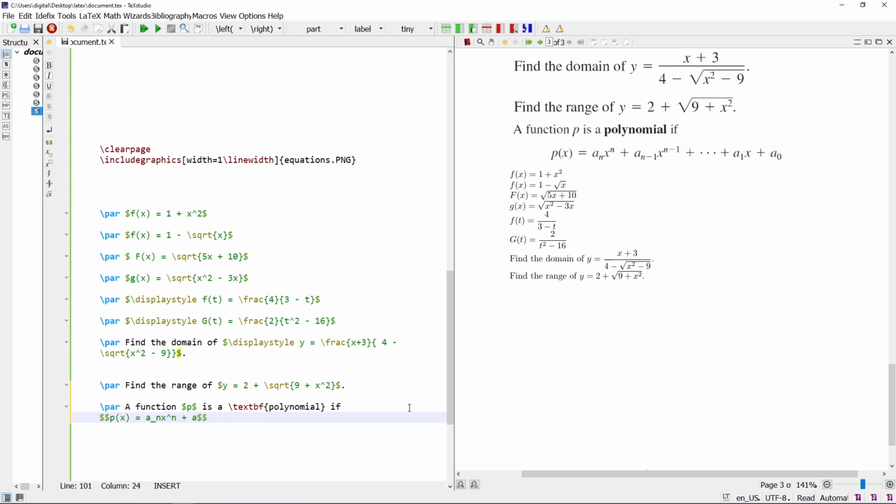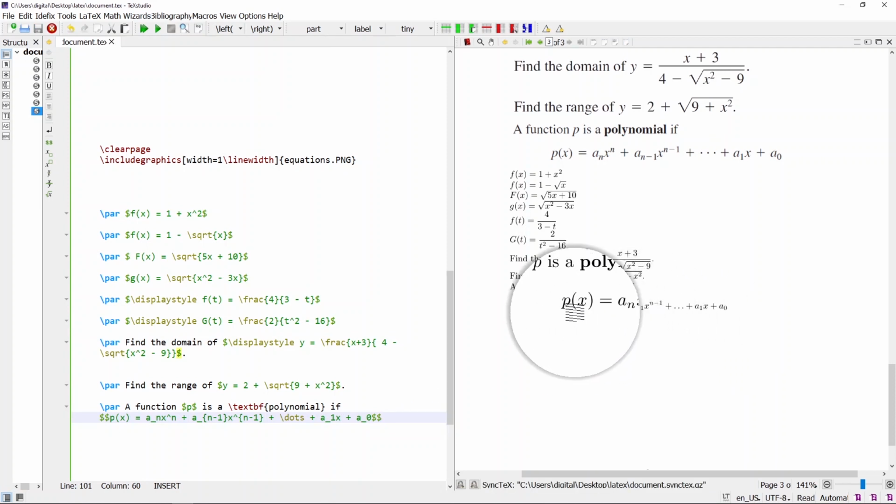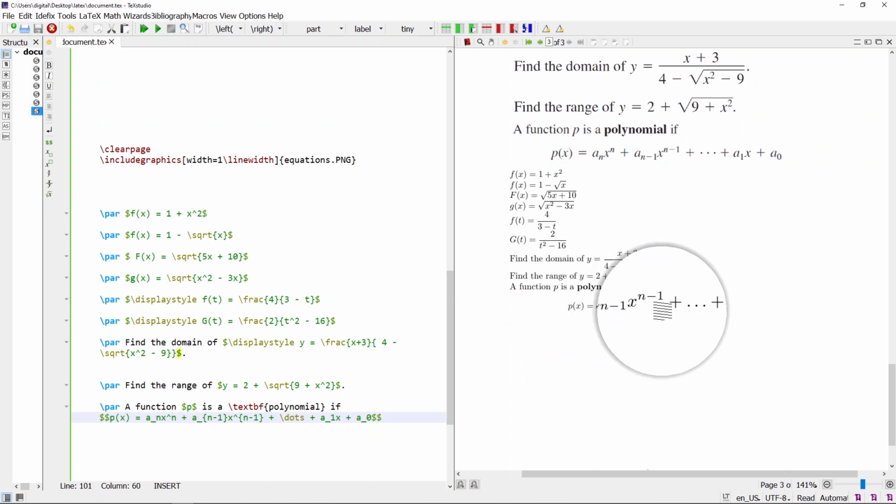plus a to the base n minus 1. These are more than one character. Write it in the curly brackets, n minus 1 and x to the power n minus 1 plus there are 3 dots. Write the dots command and plus a to the base 1 x plus a to the base 0. The polynomial expression is coming here.